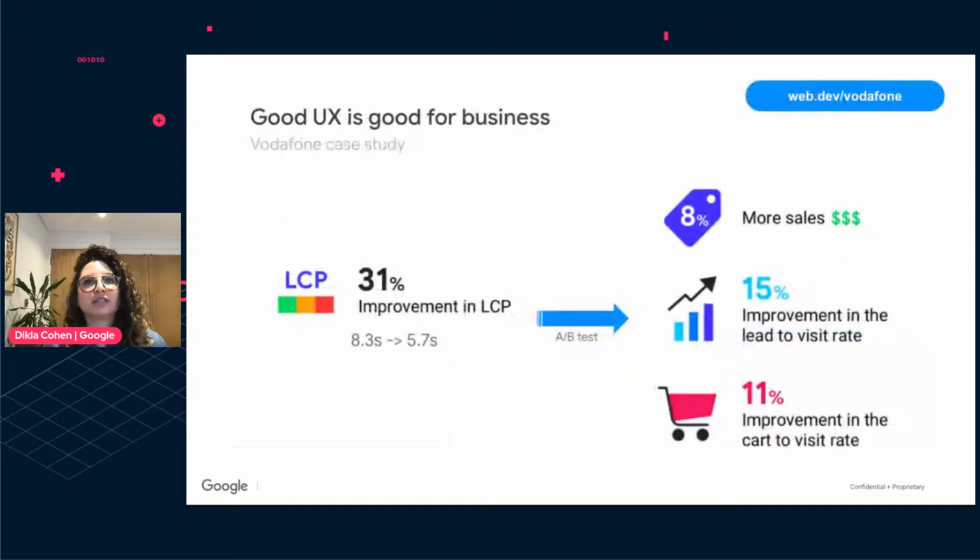Another reason Core Web Vitals matter is that, unsurprisingly, good user experience often leads to better business outcomes. There's a case study here from Vodafone. They improved their LCP by 31%, to about 2.5 seconds, as you can see here. And that resulted in 8% more sales, a 15% improvement in the lead to visit rate, and an 11% improvement in the cart to visit rate. They saw these amazing changes just by improving their LCP, which is Largest Contentful Paint, and in a bit we'll talk about it.